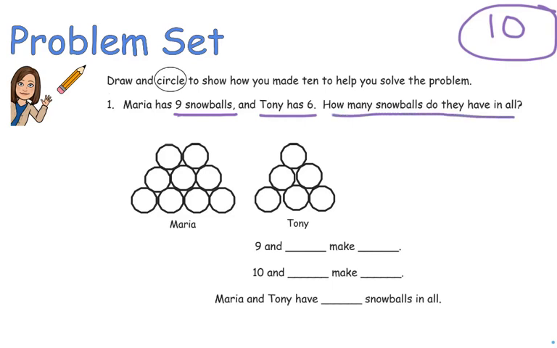How many snowballs do they have in all? So that's what we're trying to find. We have Maria who has snowballs and Tony who has snowballs. We have to find out how many all together. They already drew our picture for us.